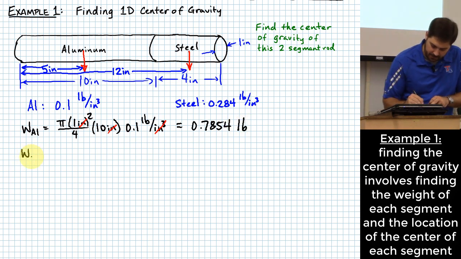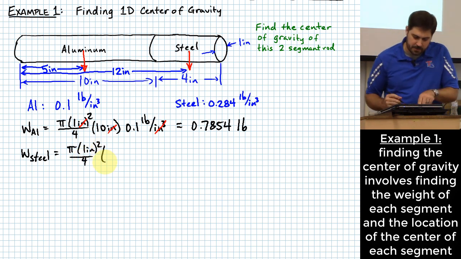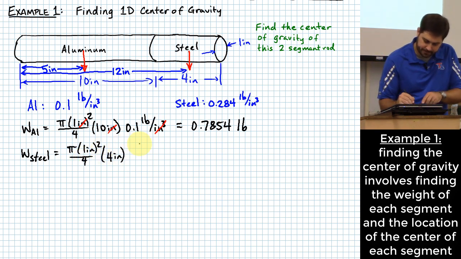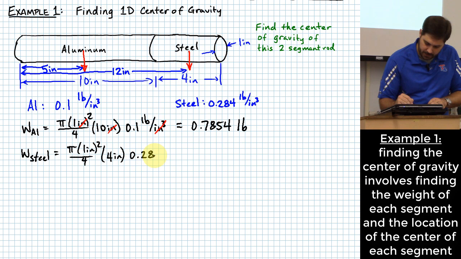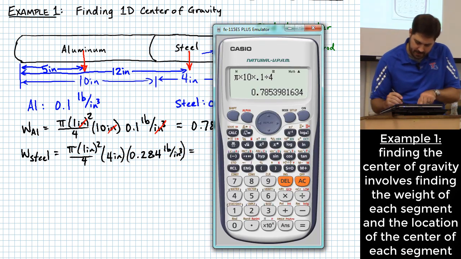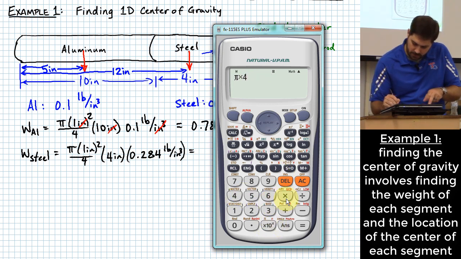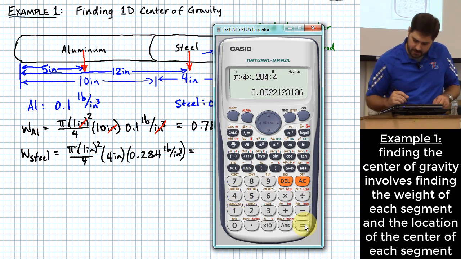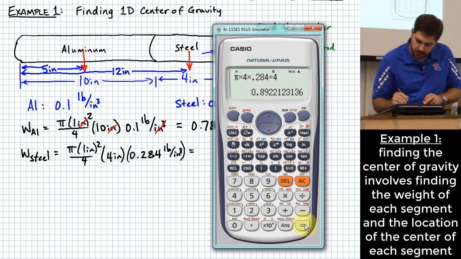What's the weight of the steel? Same idea, right? The difference being that the steel is 4 inches long and that the density of the steel is over double the density of the aluminum. Okay, so when I punch all of that in, I'll end up with pi times 4 times 0.284 divided by 4. Okay, 0.8922.